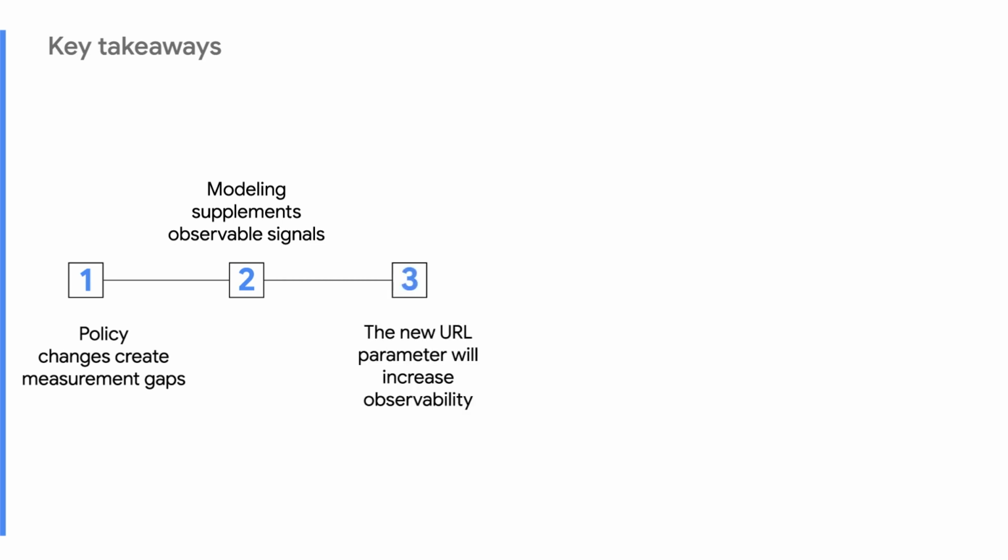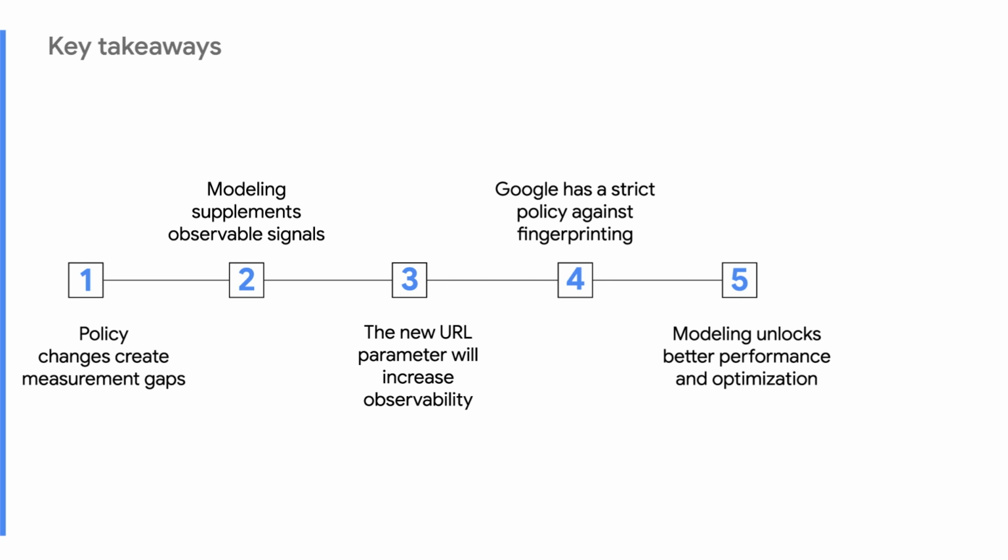To improve observable signals and strengthen your conversion data, we'll use a new ATT-compliant URL parameter that replaces existing identifiers on affected iOS surfaces. To fill gaps that remain, we use machine learning to model and unlock a more complete view of your customer journey. Modeling is privacy safe and is not fingerprinting, which Google has a strict policy against. Modeling provides key benefits for your business, including better performance and improved optimization.